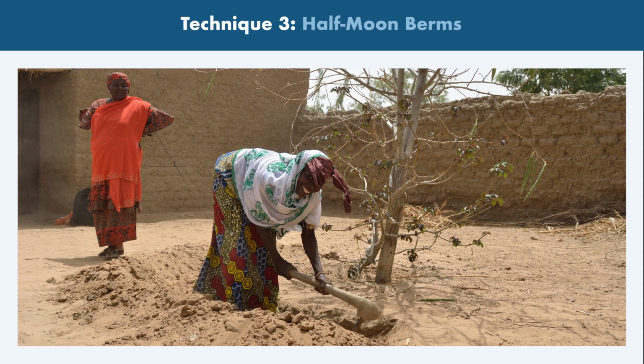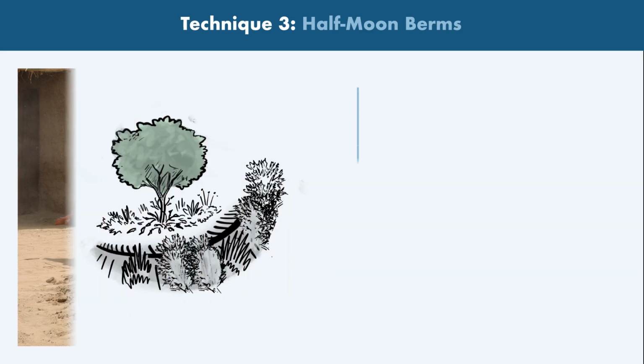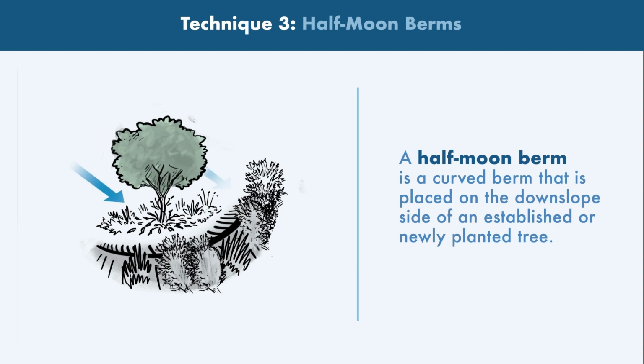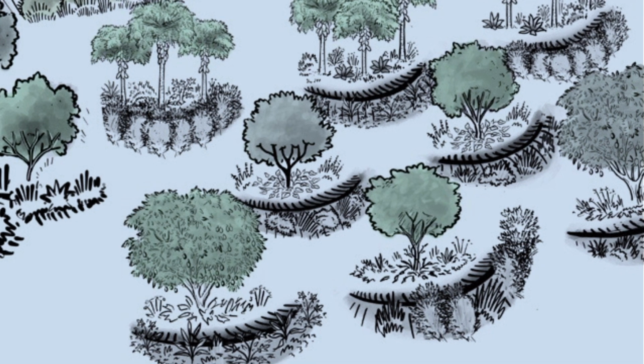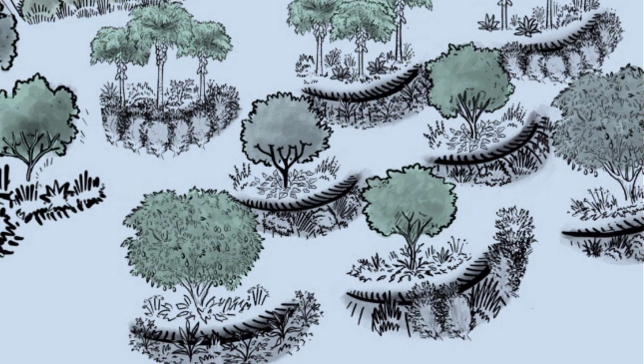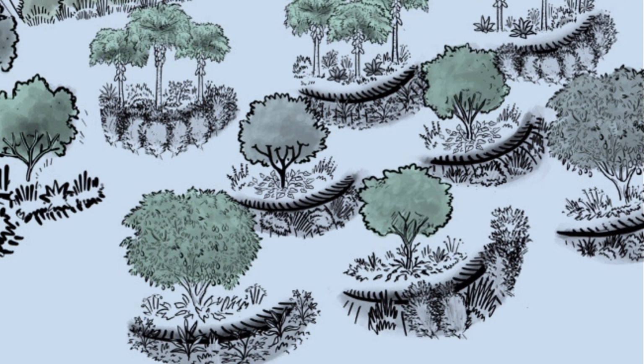And last, we can use contours to capture and store water at the base of trees that provide fruit, shade, green manure, or any other resource considered useful by a household by using a technique called half-moon berms. A half-moon berm is a curved berm that is placed on the downslope side of an established or newly planted tree. As water flows downhill, water and nutrients are captured by the curved berm and sunk into the area around the tree's root zone.